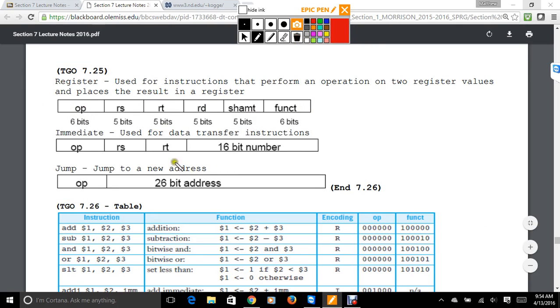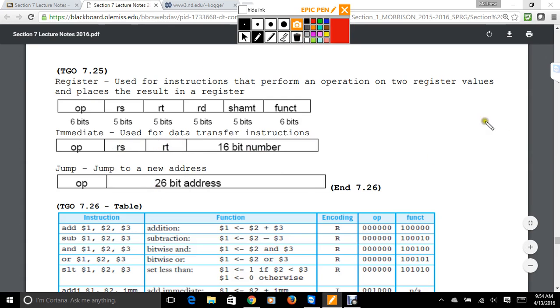Immediate values use one register, and either have some sort of data transfer function. So if you're doing an add immediate, so if B is equal to A plus 1, what's going to happen here is this will be A, and this will be a binary value of 1. You perform the addition, and you'll store B, which will be in this register here.